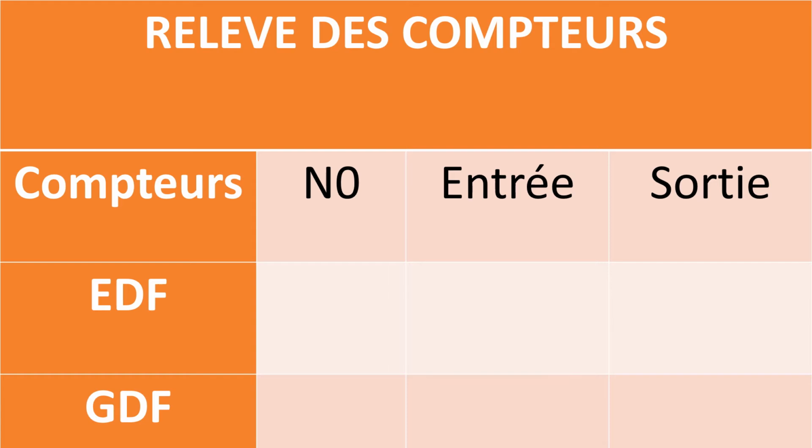So compteur is meter, and you will have two, one from EDF, which is Électricité de France, and one from GDF if you have the gas in the property. If you have gas in the property, it's going to be Gaz de France, okay? So you will have some obviously numbers when you enter the property, which would be entrée, and when you leave the property, which is sortie.